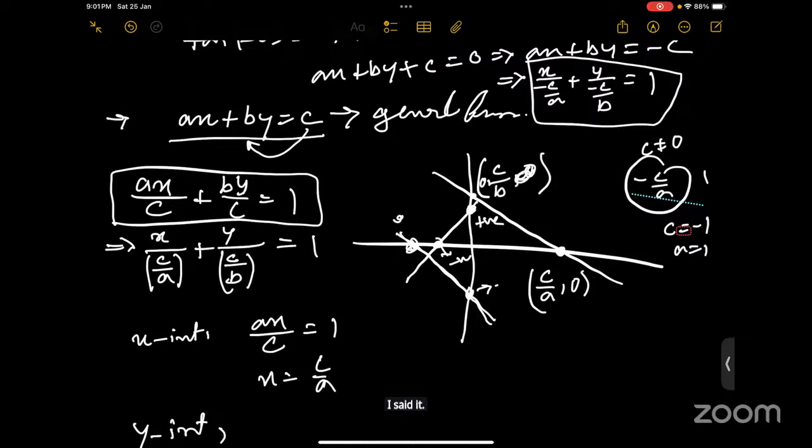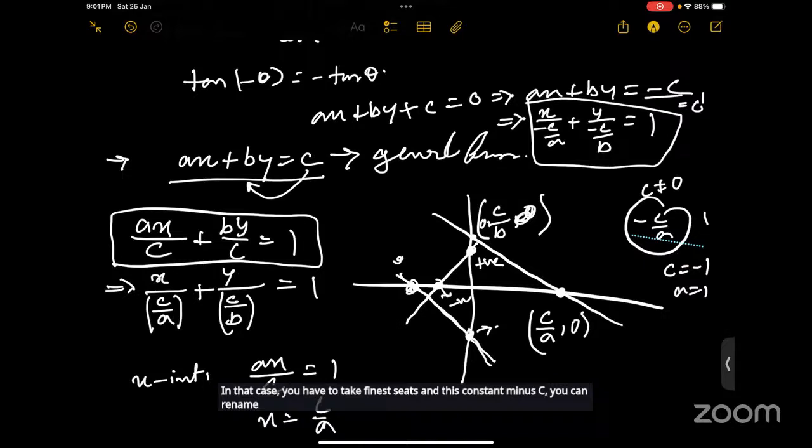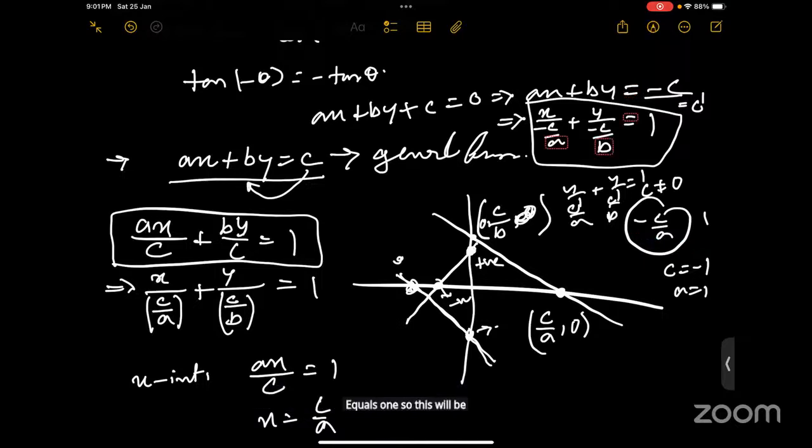Because if ax plus c, some terms are on the left and some are on the right, then it makes a difference, as you are saying. But if all of them are on the left or all of them are on the right, then in that case you will always have minus c by a, minus c by b. And this constant minus C, you can rename as C dash, right? So you will get x by C dash by A and y by C dash by B equals 1. So this will ultimately be the same because you are taking an arbitrary constant, right?